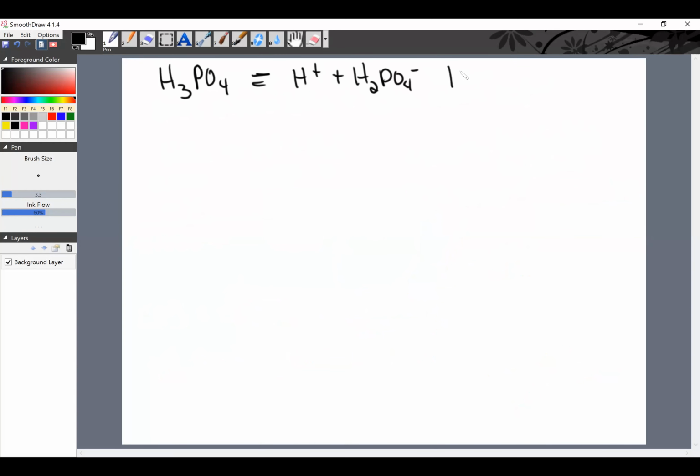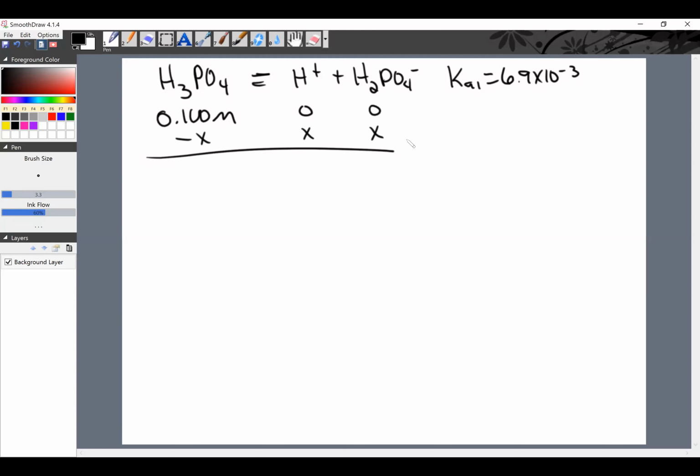So we're only going to be dealing with the Ka1. And we started with 0.100. And I'm looking at my chart, and the Ka1 of phosphoric is 6.9 times 10 to the minus 3.